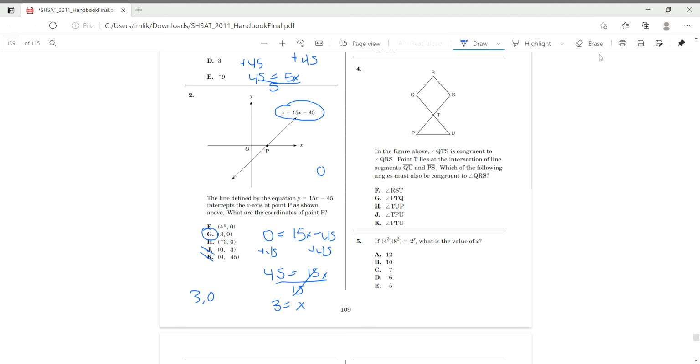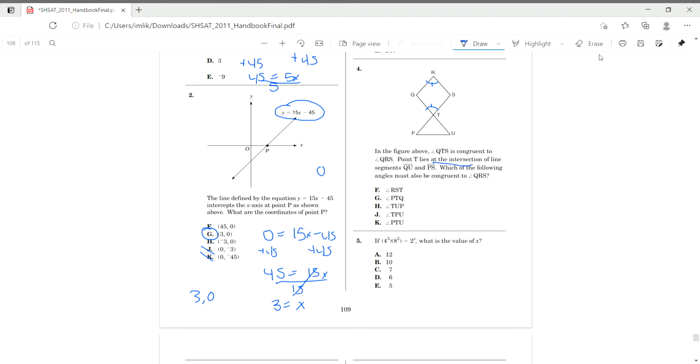Number 4. In the figure above, angle QTS is congruent to angle QRS, and I'll mark it like so. So this and this are both congruent. Point T lies at the intersection of line segments QU and PS. Which of the following angles must also be congruent to QRS?